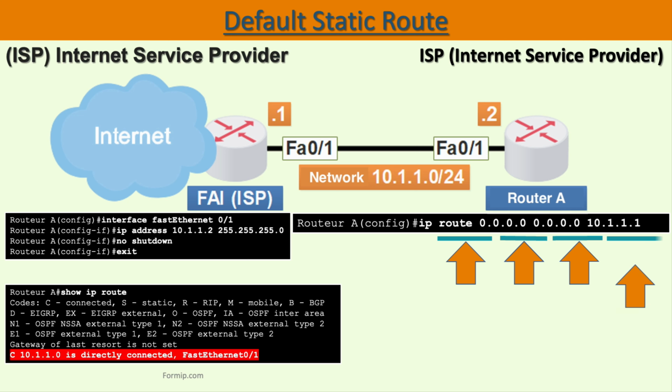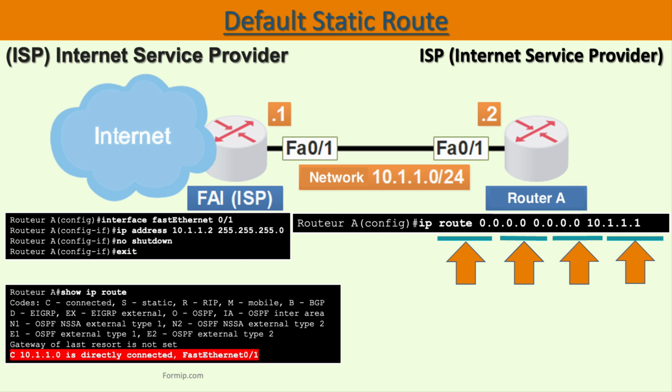And the last IP is the next hop. In this example, this will be the address of the internet router. In other words, this static route will match all networks, and that's why we call it a default route. When router A does not know where to send the IP packets, it will send them to the internet provider, and it will be up to it to deliver them.